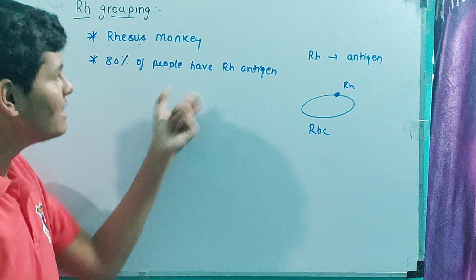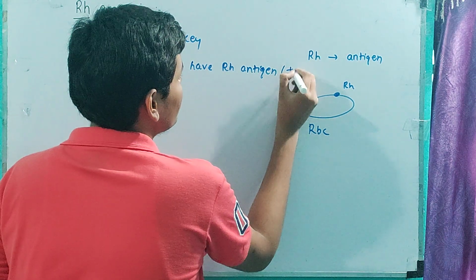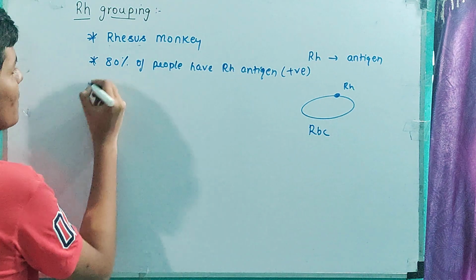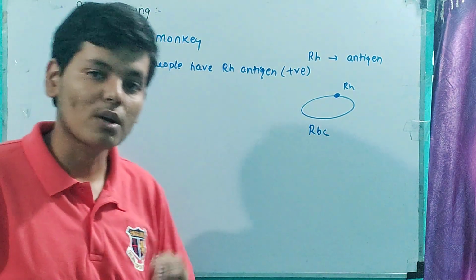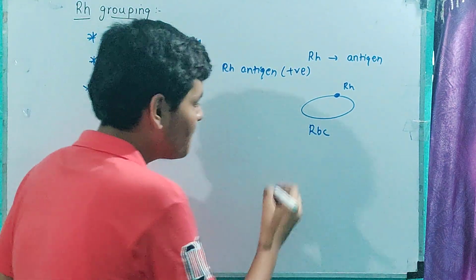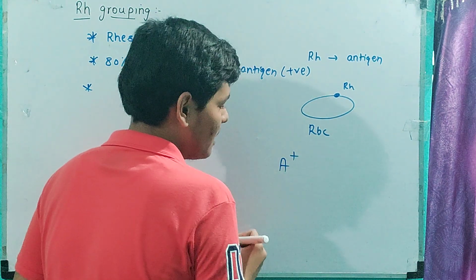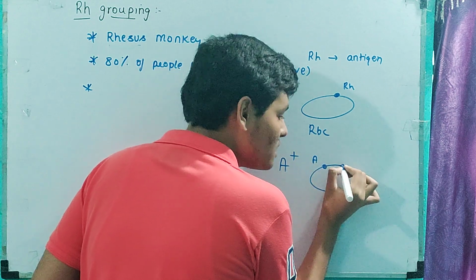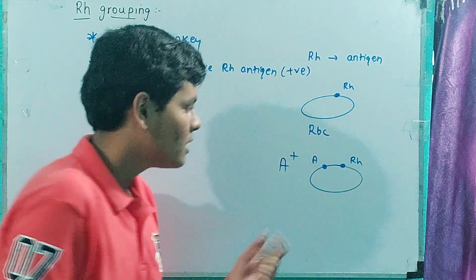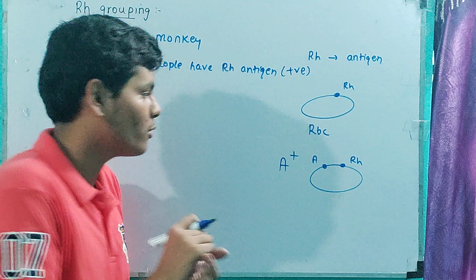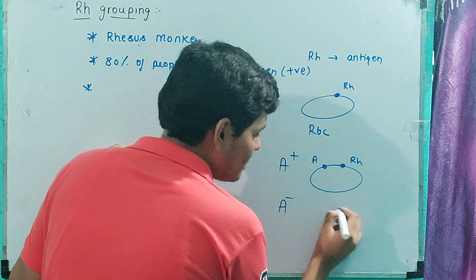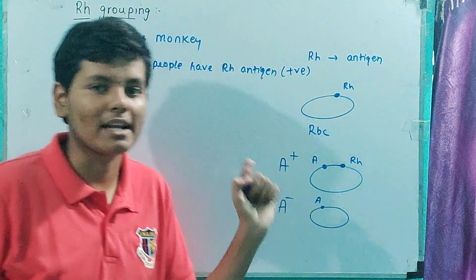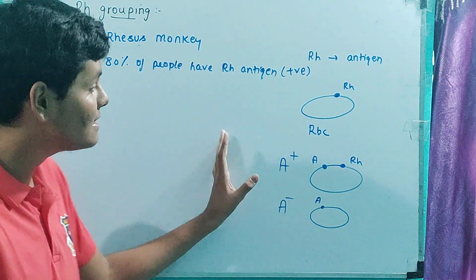So the people having the RH antigen are known as positive people. I mean, not positive people, they have the plus sign in their blood group. And the remaining people who do not have this antigen are called negative sign people. So if a person is A positive, it means on his RBC there is antigen A and also antigen RH. This individual has a positive blood group. But if I talk about A negative, then the RBC of this person will have A antigen but no RH antigen. So this is A negative and this is A positive.